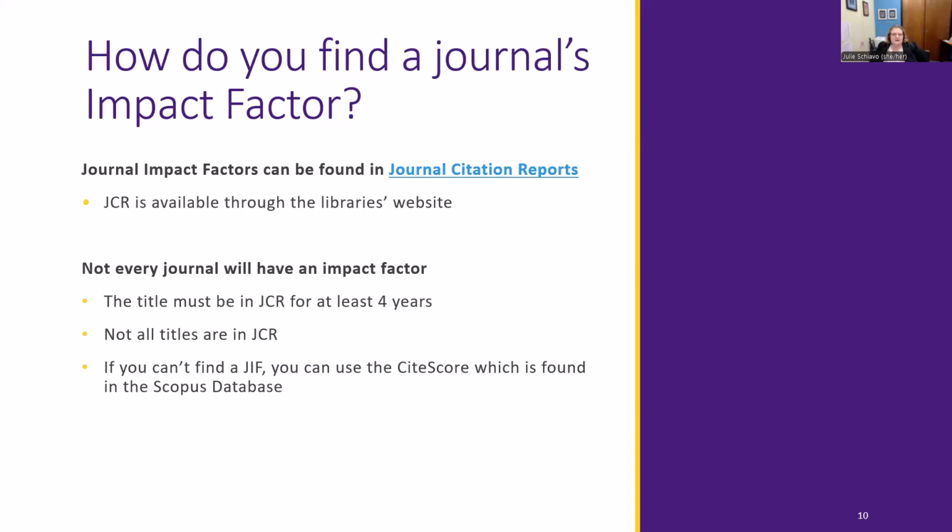So how do you find a journal impact factor? Well, you go to Journal Citation Reports. That is provided through the library. And as I said before, not all journals have impact factors. The journal must be in JCR for 4 years. It must be indexed for at least 2. If you can't find a journal impact factor, you can use the CiteScore, which is found in Scopus.